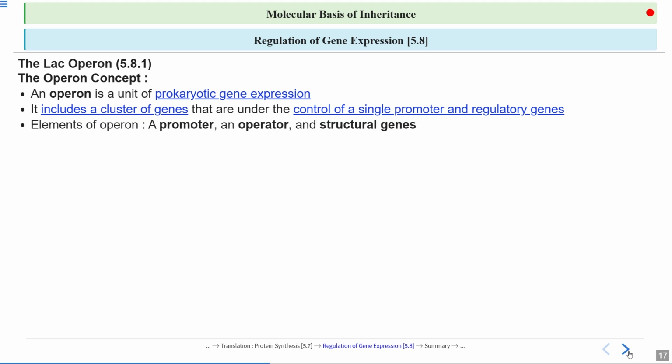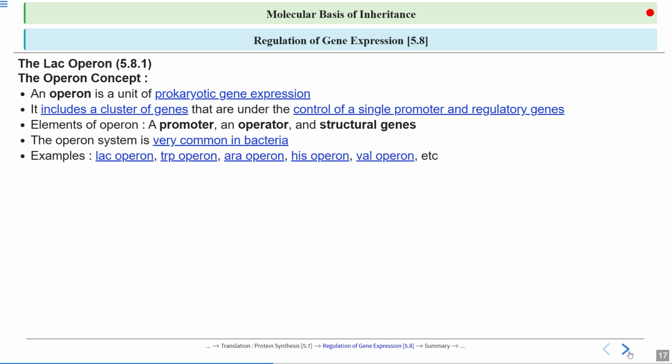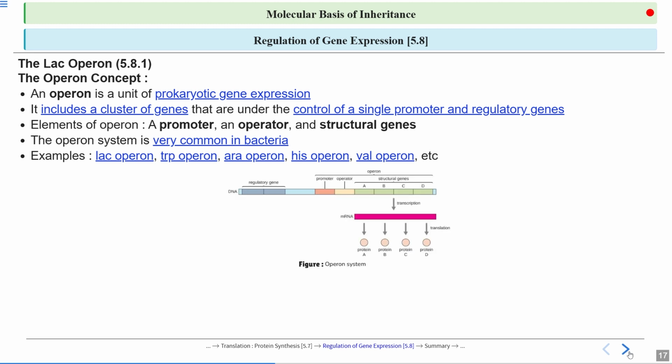If we talk about the elements of an operon, it will be the promoter, the operator, and then the structural gene. The operon system is very common in bacteria. Examples are lac operon, trp operon, ara operon, his operon, val operon, etc. This is an operon system, but you guys will understand it more when we talk about lac operon.